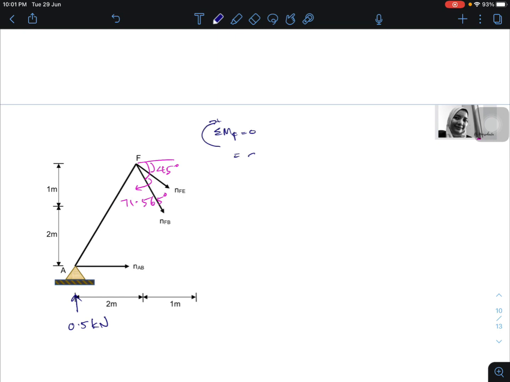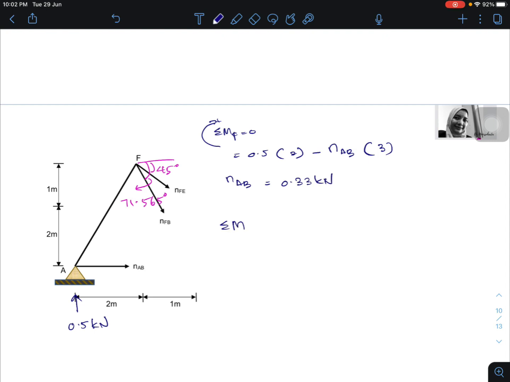Okay, so now we take moment at F equal to 0. So equal to 0.5 times 2 meter. The 0.5 rotates in the clockwise direction about F, and the distance A to F is 2 meter. And then minus NAB times the vertical distance from A to F, which is 3 meter. So NAB equals 0.33 kilonewton.